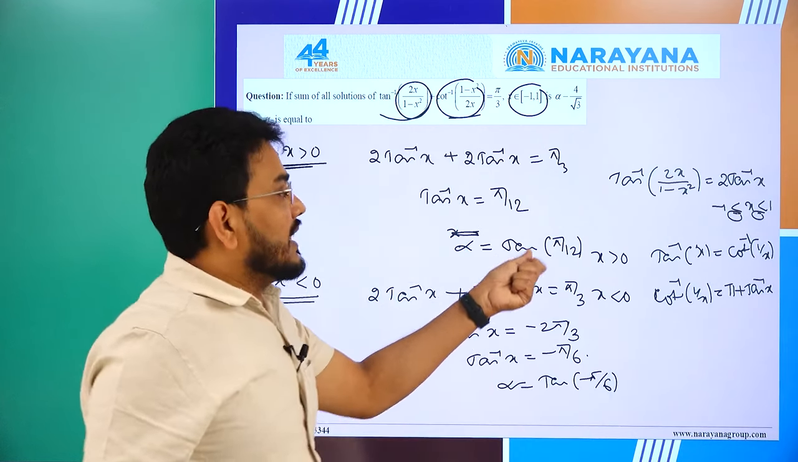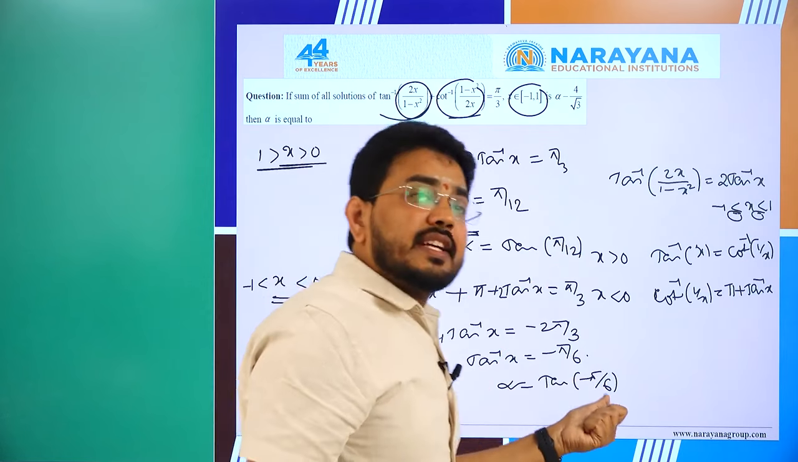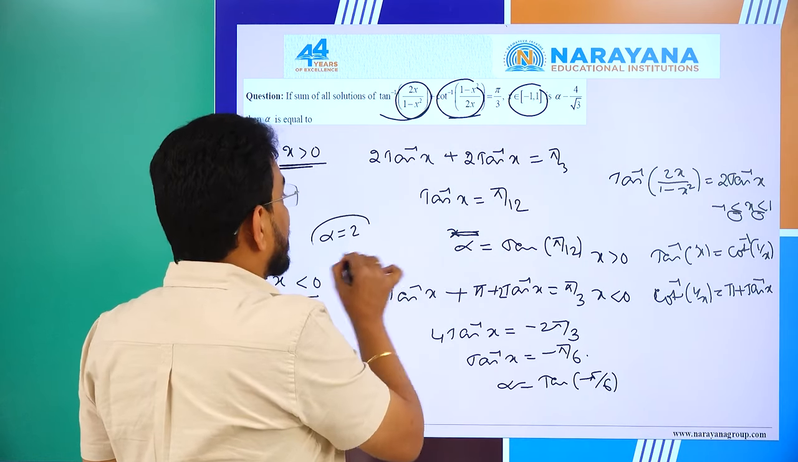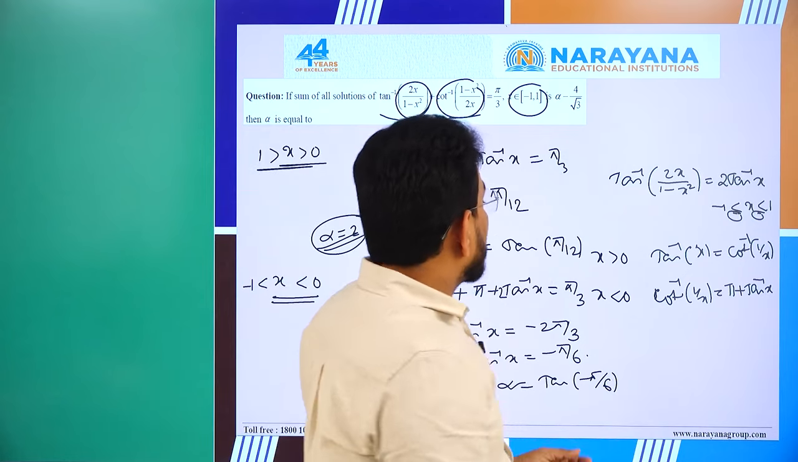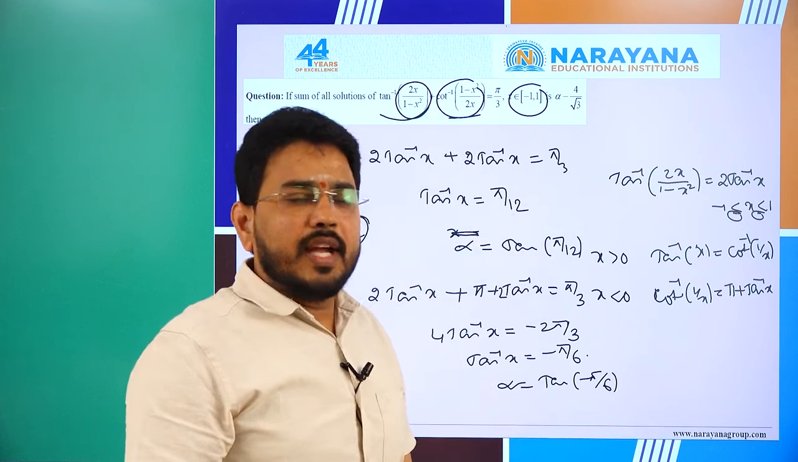So you know the tan pi by 12 value, you know the tan of minus pi by 6 value. From there you will be getting alpha is equal to minus 1 by root 3, and you can write this value also. Okay.